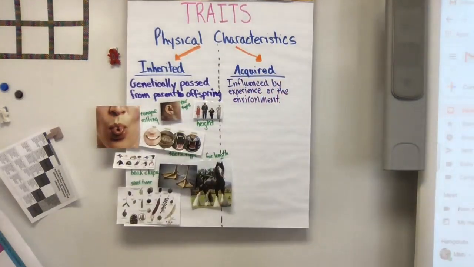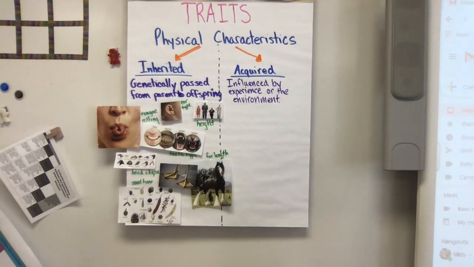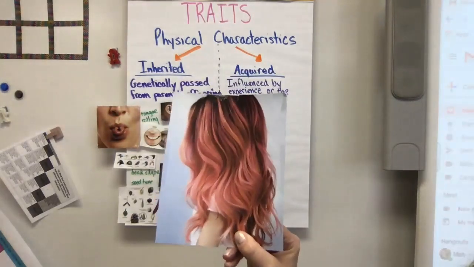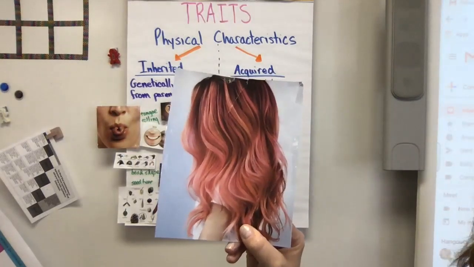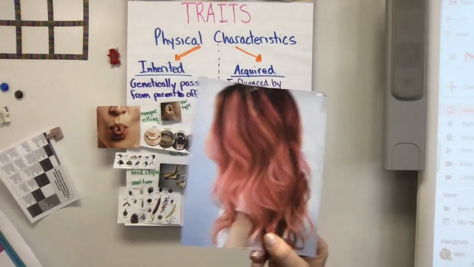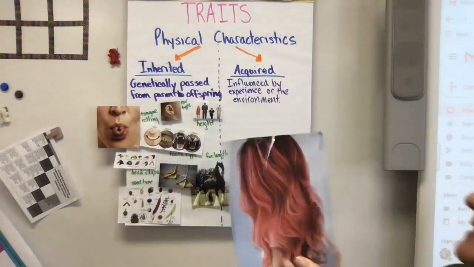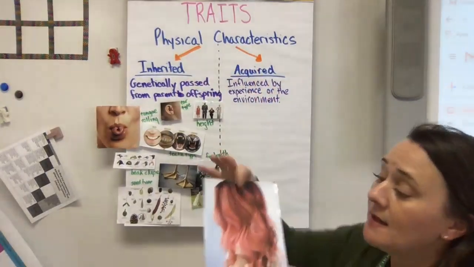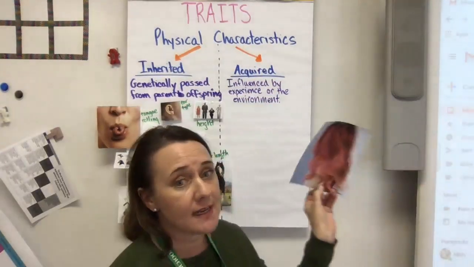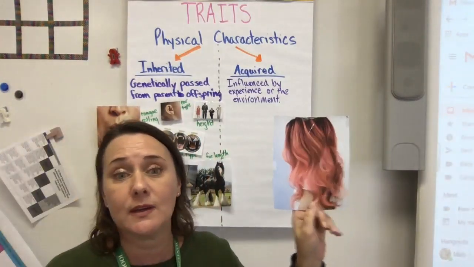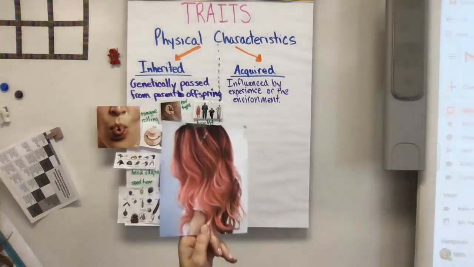Okay, so first example is this, and you've seen this before, I'm certain. This is pink hair. There's not a baby on earth born with pink hair. It is not genetically possible to have pink hair. And that is why it is not inherited, it is acquired. It is acquired because this lady went down to her hair salon and said, give me some pink hair. And her hairdresser said, I surely will. And she gave her pink hair. She dyed her hair this color.